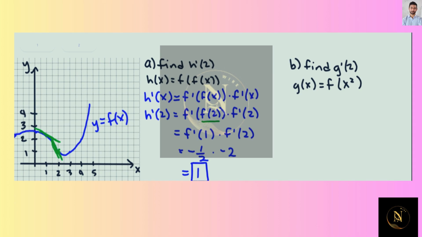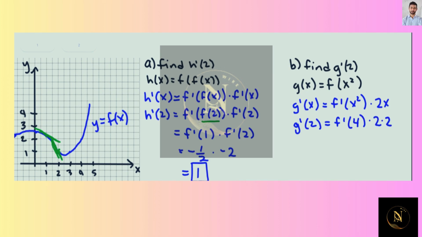Okay, we have a similar thing to do for part B. g of x is f of x squared, another composite function. Use the chain rule to get g prime of x, and that would be f prime of x squared times the derivative of x squared, so times 2x. Now for g prime of 2, we substitute 2 in for x, so we have f prime of 2 squared, and that would be f prime of 4 times 2 times 2.